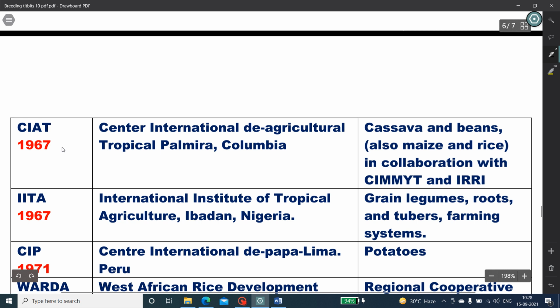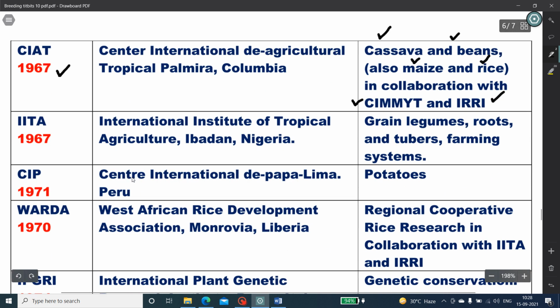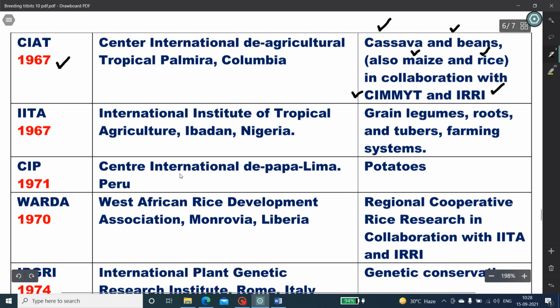CIAT, established in 1967, maintains cassava, beans, and also maize and rice in collaboration with CIMMYT as well as IRRI. IITA, the International Institute of Tropical Agriculture, Ibadan, Nigeria, established in 1967. They maintain grain legumes, roots, and tubers as well as farming systems.